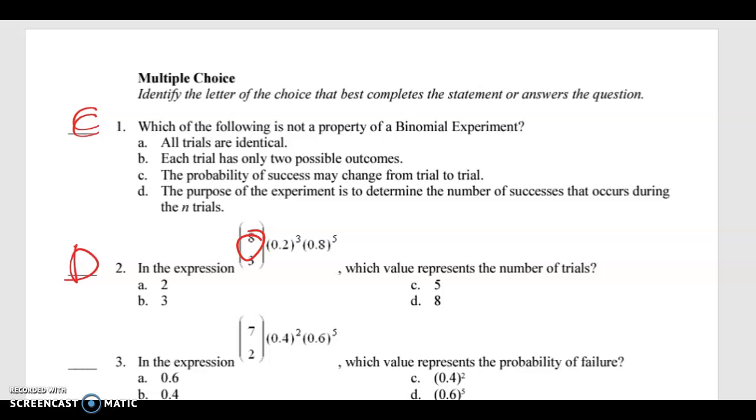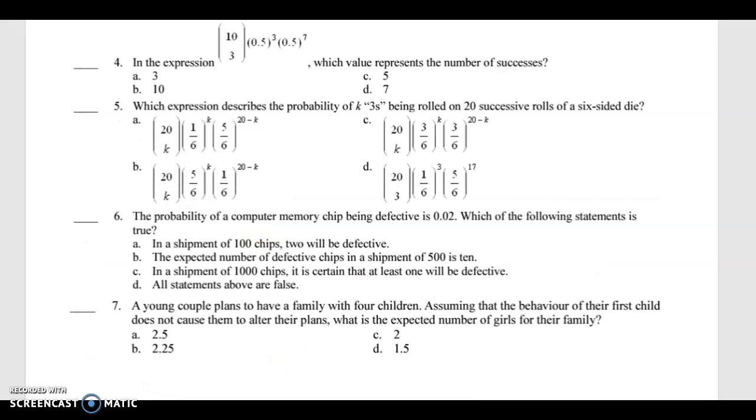In the expression 7 taken 2 times 0.4 to the second times 0.6 to the fifth, which one represents the probability of failure? So two successes, so we see the 2 here and the 2 there. That means that 0.4 is p. So 0.6 must be 1 minus p. Alright, a few more just to look through here. In the expression 10 taken 3, 0.5 cubed, 0.5 to the seventh, which value represents the number of successes? Again, that would be the value right here that says 3. So our answer would be A on this one.